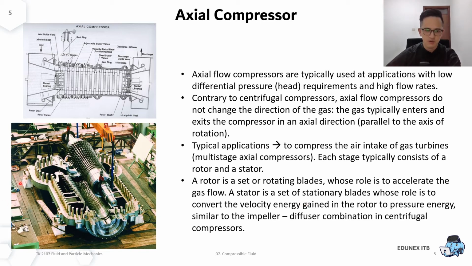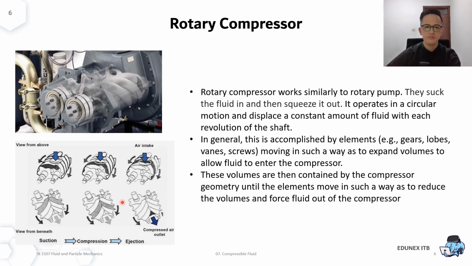So this is an example of a quite big axial compressor. And then the rotary compressor, as you can see, you will have 2 gears rotating in different directions. So it works similarly to a rotary pump. They suck the fluid in and then squeeze it out, and the pressure increases because of the energy converted from the kinetic energy of the gears to the fluid itself. In general, this is accomplished by elements such as gears, lobes, fans, or screws moving in such a way as to expand volumes to allow fluid to enter the compressor. These volumes are then contained by the compressor until the element moves in such a way as to reduce the volume and force fluid out of the compressor.